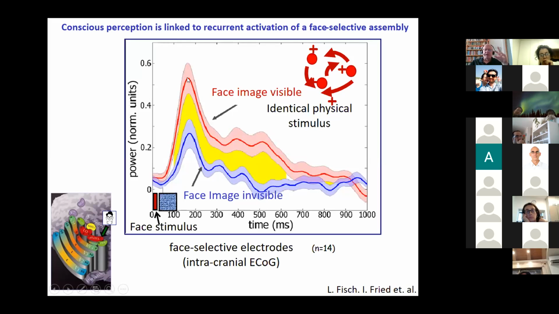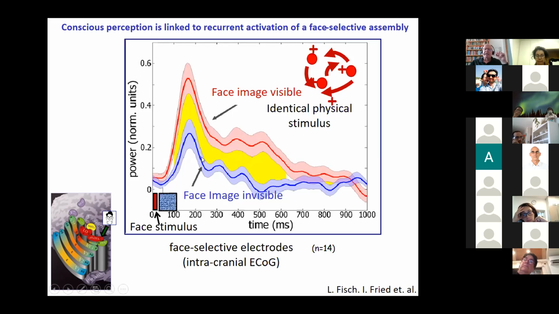Two major effects are evident. One, you see a big amplification of the signal when the patient saw the image. But even more interestingly, you see that despite the fact that the image was quenched by the mask within 100 milliseconds, the activity ignores this quenching and continues to reverberate for hundreds of milliseconds, something like 300-400 milliseconds, despite the fact that the presentation was only 30 milliseconds.